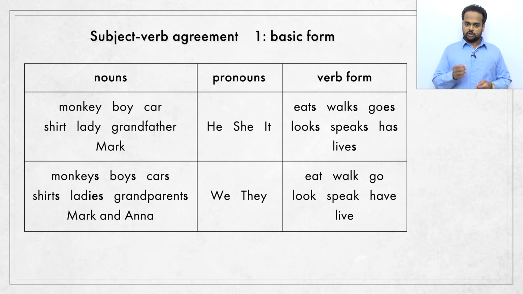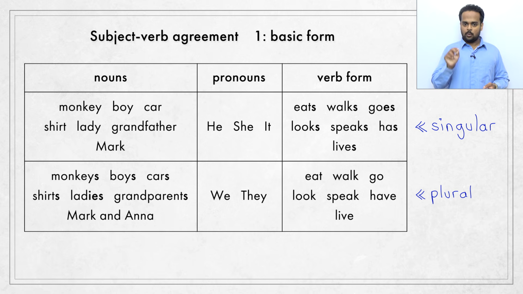Here's a table that shows you this pattern. The first row has singular nouns and the singular pronouns "he," "she," and "it." So the verbs are all in singular form with an S added to the end. In the second row, we see plural nouns along with the two plural pronouns, "we" and "they." So the verbs are all in plural form without the S.